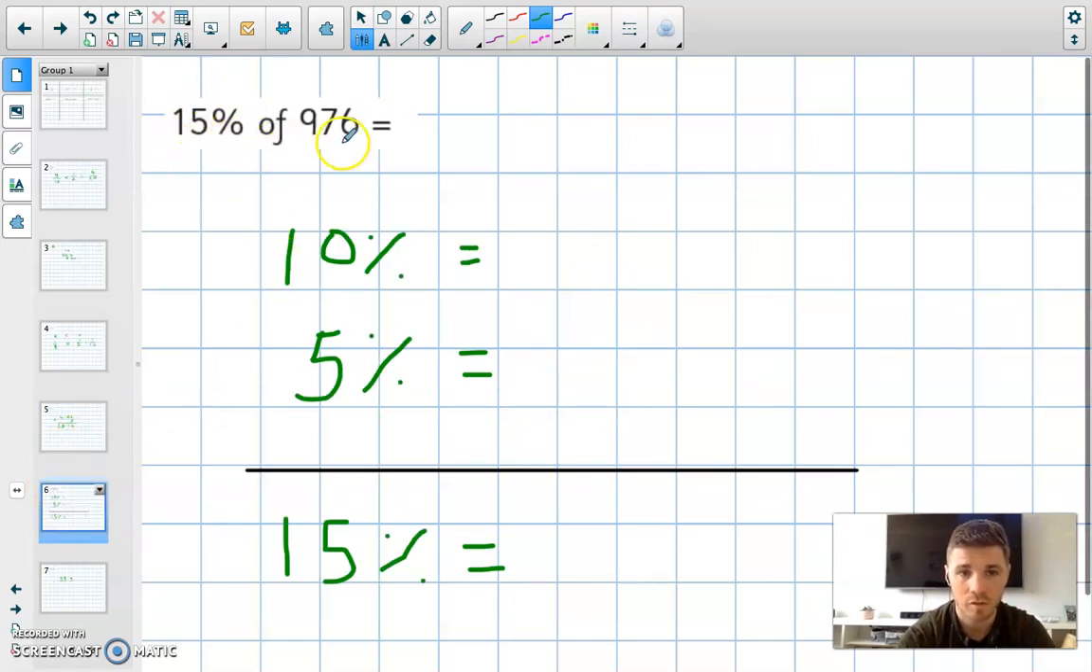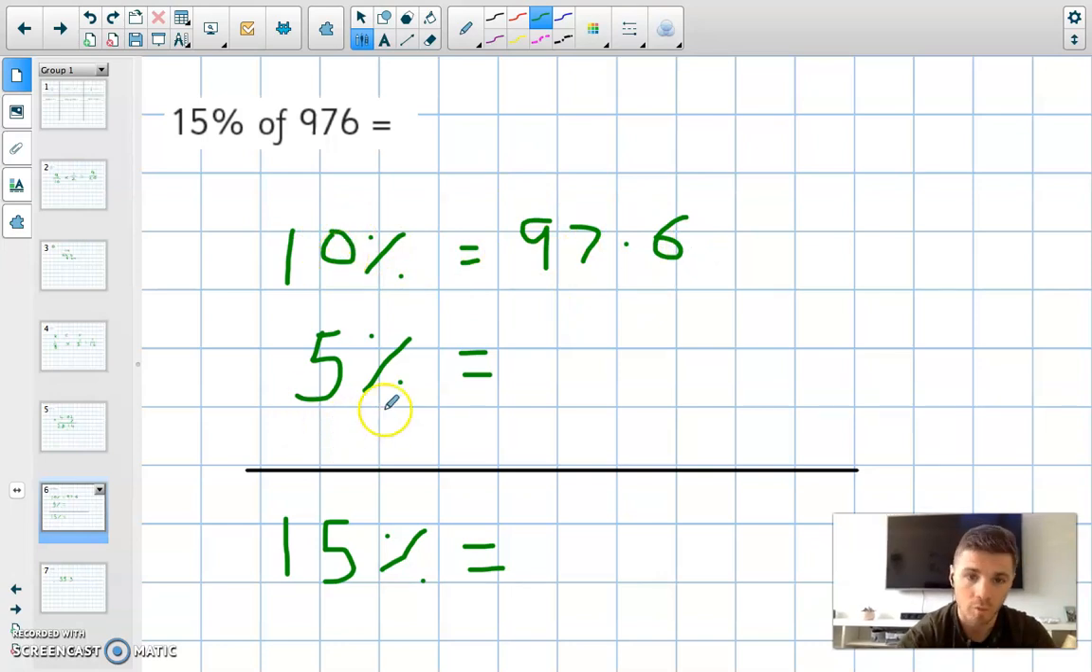Okay, you're finding a percentage of an amount, 50% of 976. So finding 10% of a number, you know you need to divide it by 10. So 976 divided by 10 is 97.6. Now, finding 5% of this number, we need to find half of 97.6 because half of 10% is obviously 5%. So I don't know about you guys, but mentally I don't know what half of 97.6 is, so I would need to put that into my bus stop.